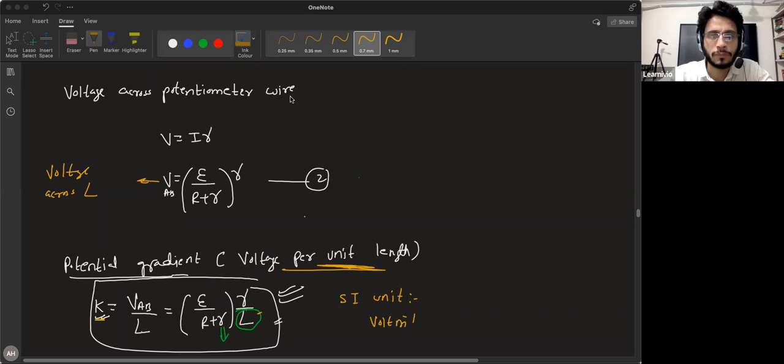So it is raised to power R. Which one? V equals epsilon by R plus r, into R. This into R is IR. IR is current into distance.